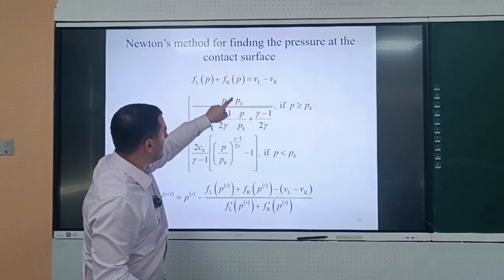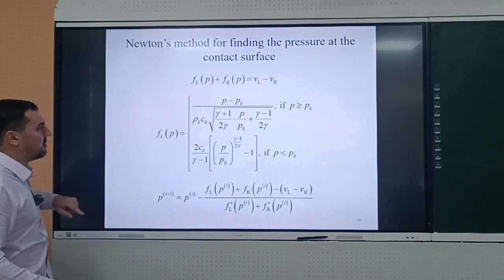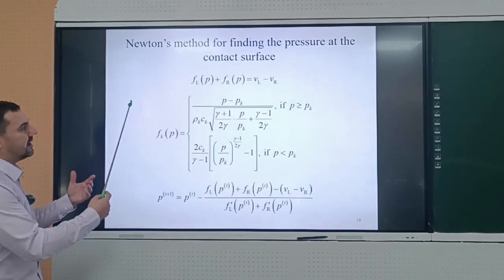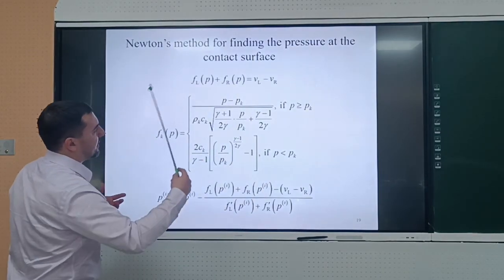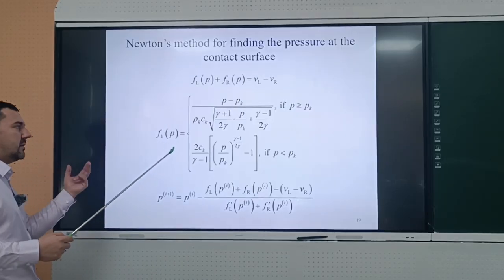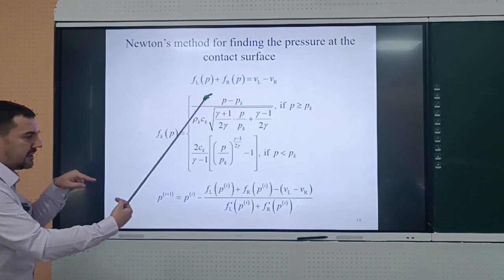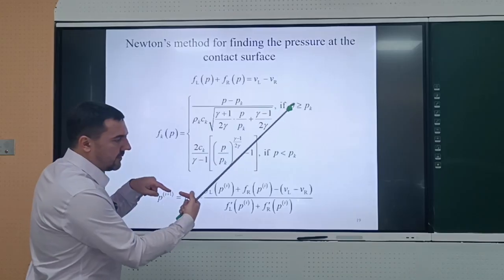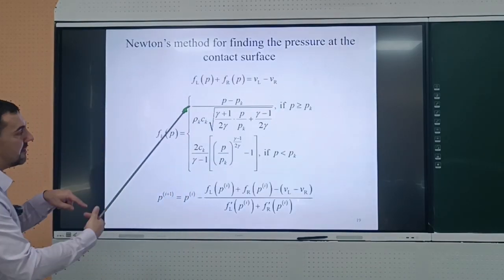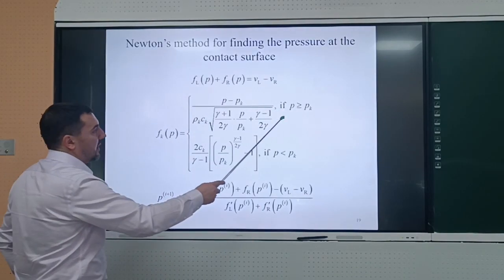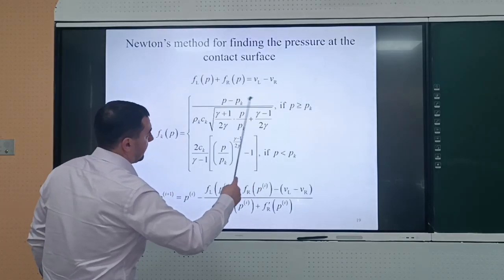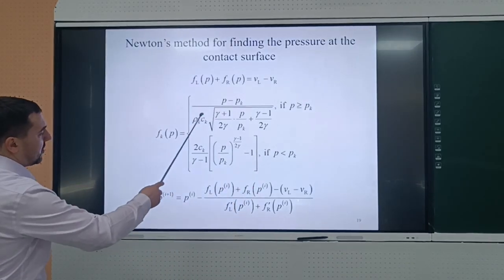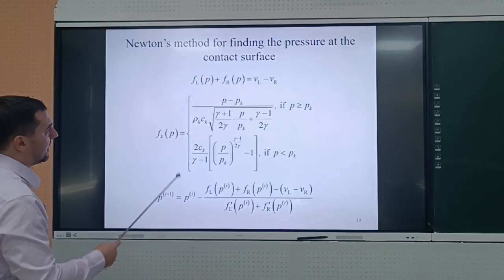That is why we introduce this function f in such a manner. Once again, we just rewrote these expressions for left and right rarefaction waves or shock waves, and then say that the velocities at the contact surface should be the same. If pressure is greater than the pressure to the left or to the right, then we have a shock wave. Otherwise, we have a rarefaction wave.